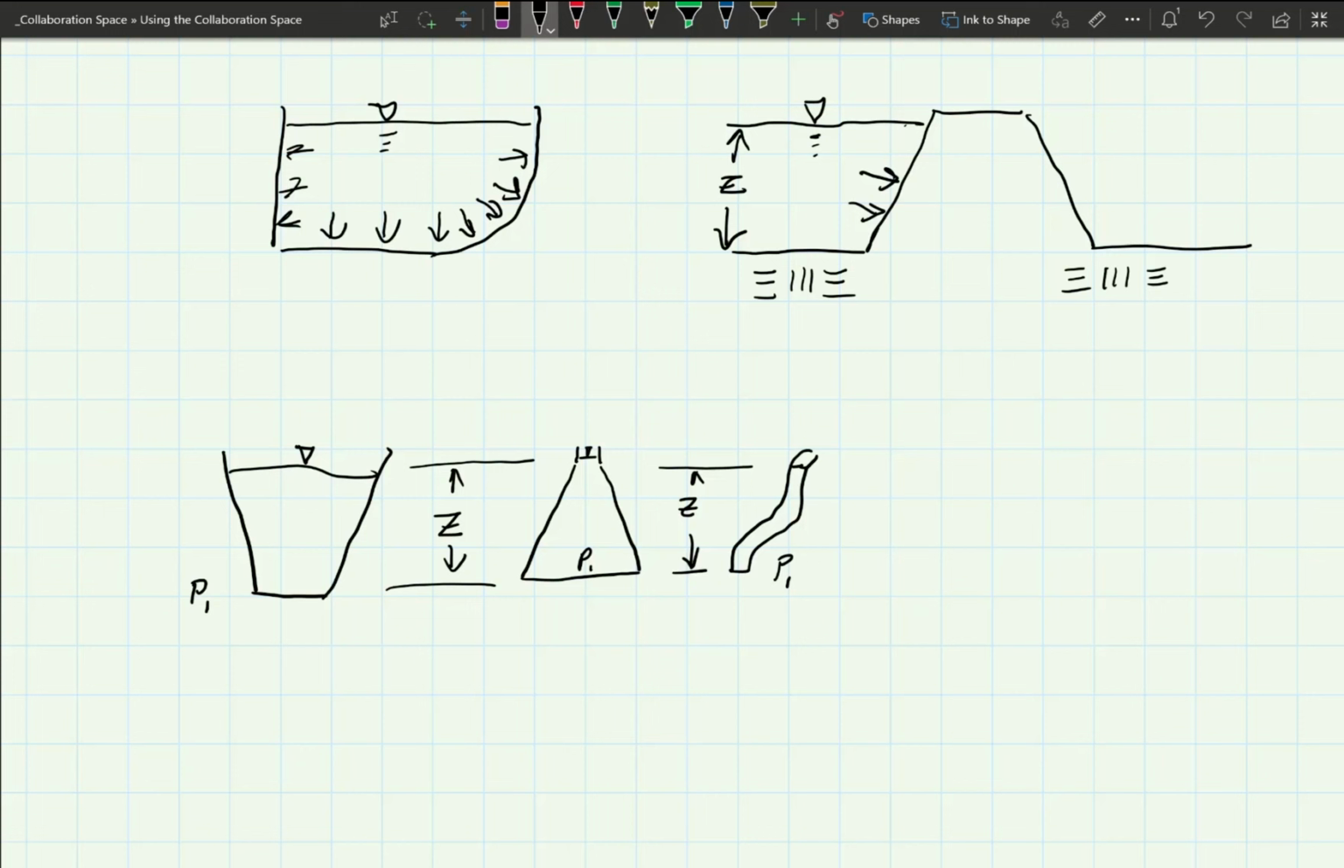But they need to have the same volume of liquid. Nope. Doesn't matter on volume whatsoever. Shape, volume, nothing. All it is depth. So Death Valley. Everybody know how far Death Valley is below sea level? It's deep.